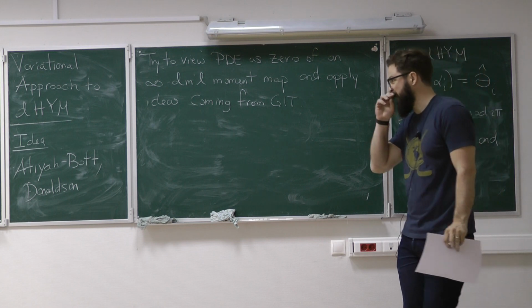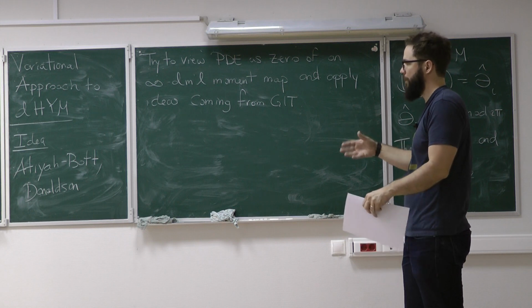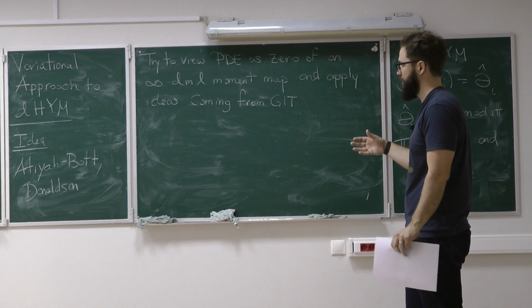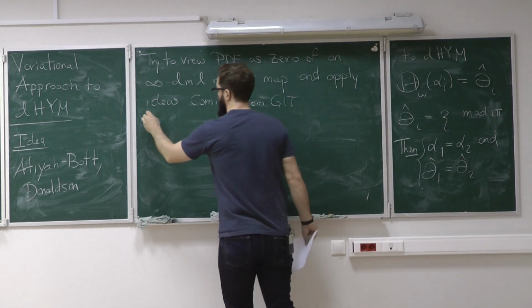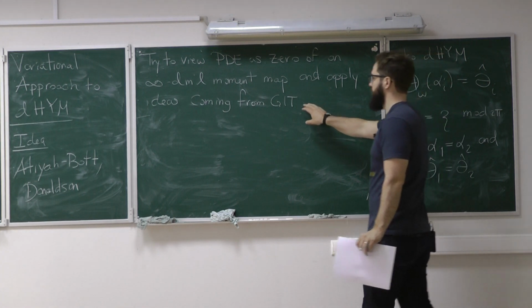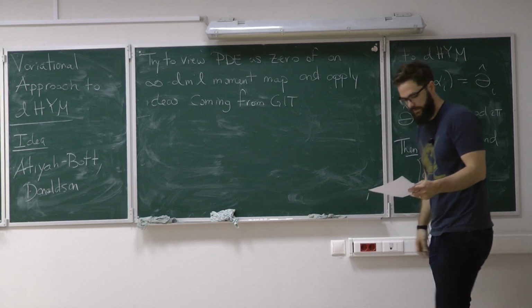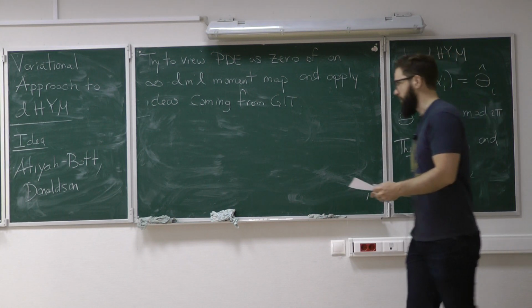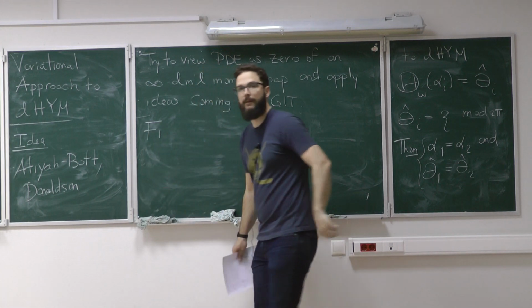So I'm not going to actually say how to do this here, because the actual moment map framework, at least at the moment, doesn't play a big role in what I'm going to say. But the GIT philosophy will. So I'm going to talk about the GIT part of this statement. Okay, so let me fix some notation.